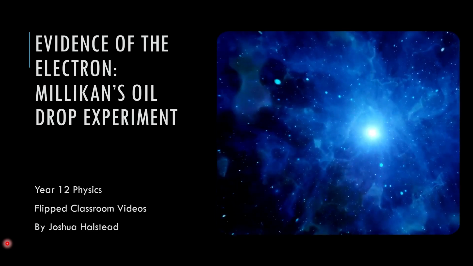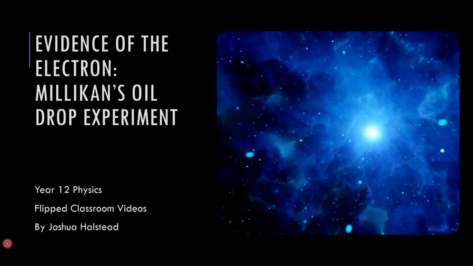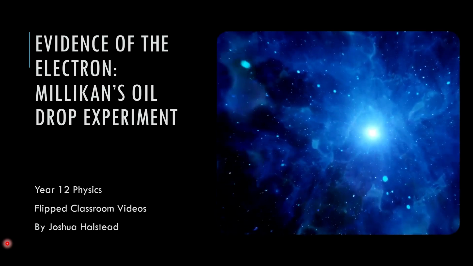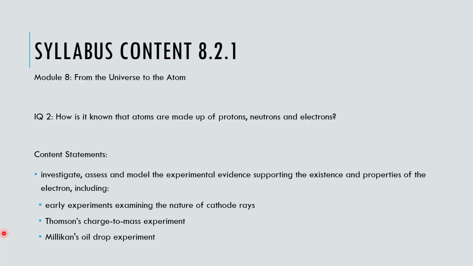G'day, in this video we're going to be looking at evidence that exists for the identity and properties of the electron. We're going to be looking at Millikan's oil drop experiment. So we're going to be finishing off dot point 8.2.1, which looks at the experimental evidence which allowed us to identify the properties of the electron.